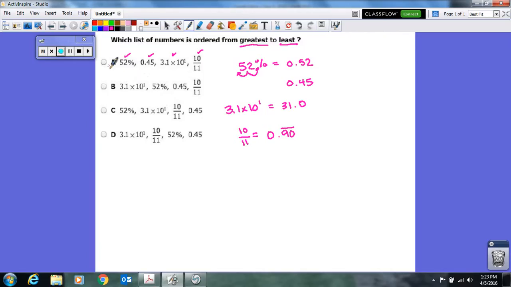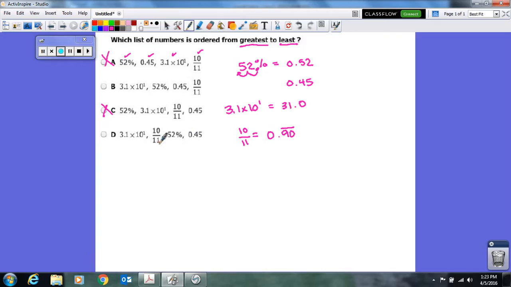And answer A does not include 3.1 times 10 to the first power as its first value, so I can cross that one out. And answer C does not include 3.1 times 10 to the first as its first answer, so I can cross that one out. So I'm looking at these two values: 3.1 times 10 to the first, 52%, and so on; 3.1 times 10 to the first, 10 over 11, and so on.